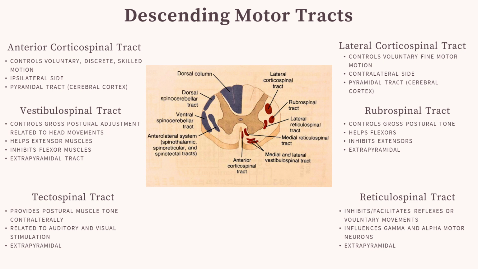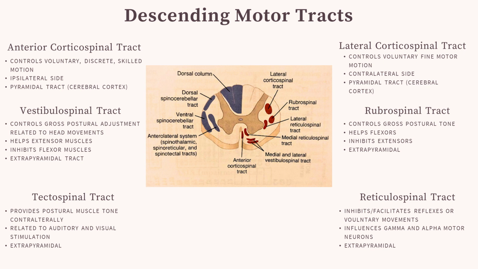It's going to affect the same side as where it comes down from. And this is a pyramidal tract, meaning it exits from the cerebral cortex. Then we're going to go into the lateral corticospinal tract. This is going to be, again, voluntary motions, but it's going to be more fine motion that it controls. It is going to affect the contralateral side. So there is going to be a crossover at one point, but again, it is a pyramidal tract, so it's exiting out of that cerebral cortex.